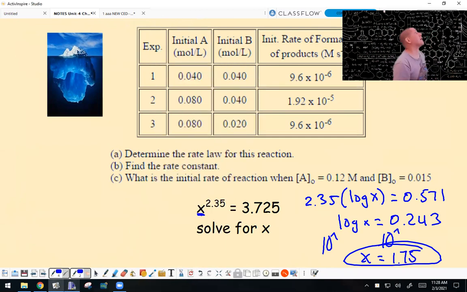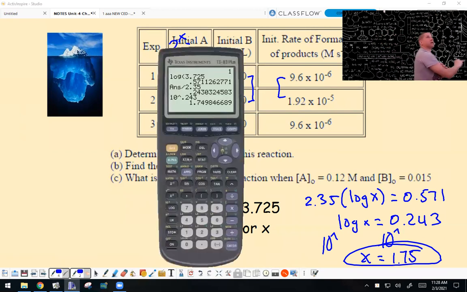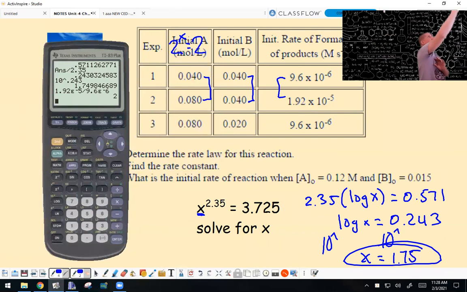All right, so that was the log question. All right, so how are we doing this one? All right, jump right in. I'm going to do those two. Why? Because that one's not changing, and this one is doubling. So 2 to what power equals? It's going from 9.6 times 10 to the minus 6 to 1.92. That looks to me like it doubles as well. If you are unsure, 1.92 times 10 to the negative 5 divided by 9.6 times 10 to the negative 6. And you can see it as 2. So 2 to what power gives you a 2?